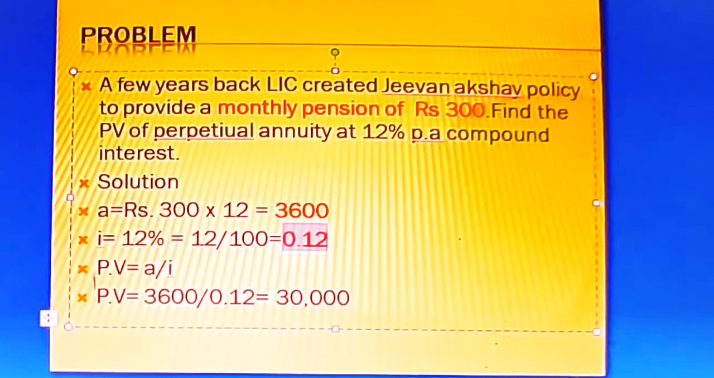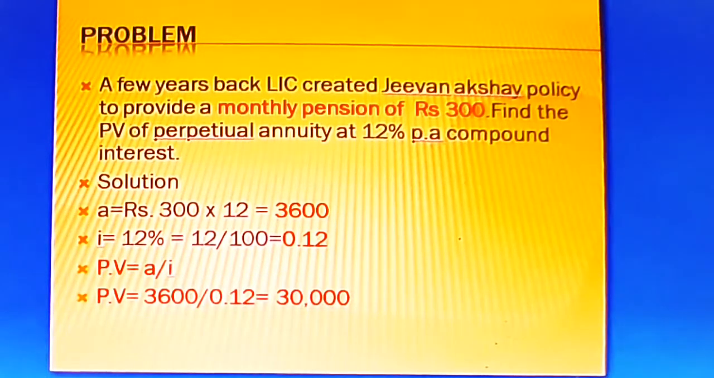Okay, so the formula for present value of perpetual annuity is A divided by I. This is the formula. Just substitute. Okay, A is 3,600. How did we get 3,600? It's 300 multiplied by 12, which gives 3,600. So 3,600 divided by 0.12 will give you 30,000. So this is the present value of perpetual annuity.